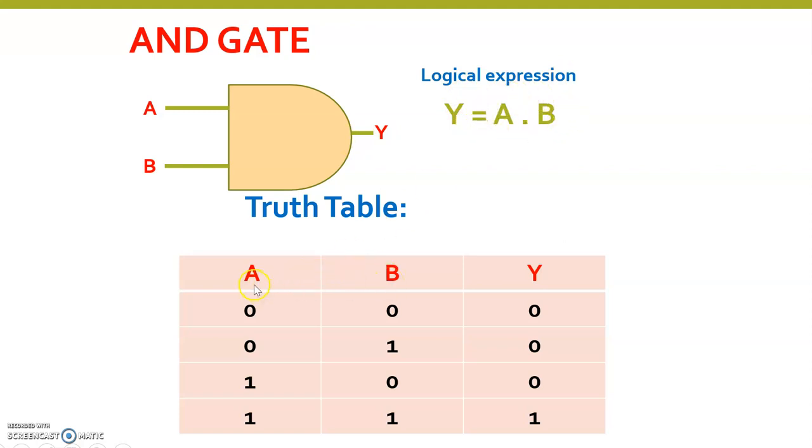And this is the truth table. These two are the inputs A and B, and Y is the output. So according to the logical expression, we can identify the output. Suppose the inputs are 0 0, then the logical multiplication of the inputs is 0 into 0, therefore the output will be 0. If A equals 0 and B equals 1, then the logical multiplication of it is 0, therefore we are getting output equals 0. If A equals 1 and B equals 0, then we will get output equals 0. And if both inputs equal 1 1, then we will get output equals 1. So now we will verify this output.